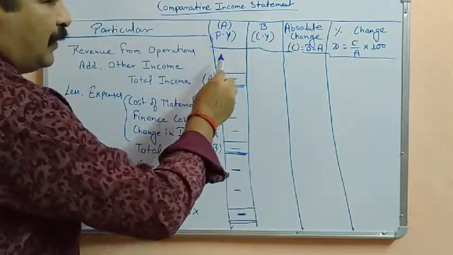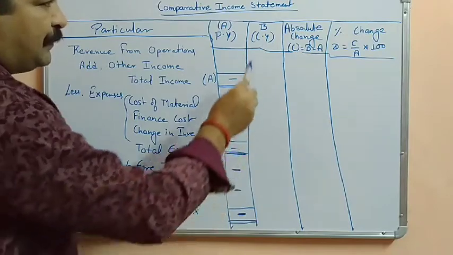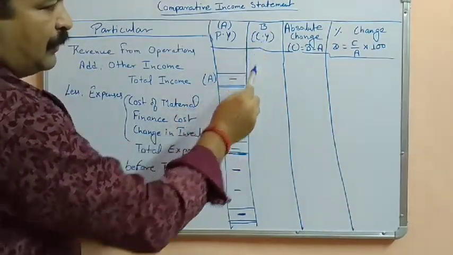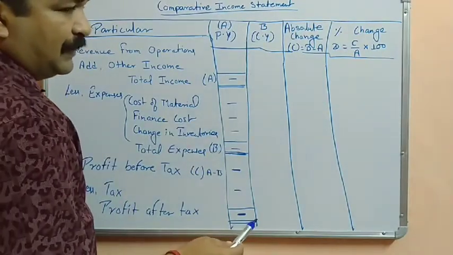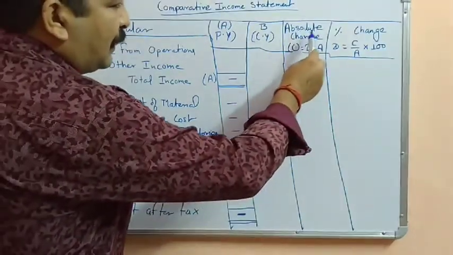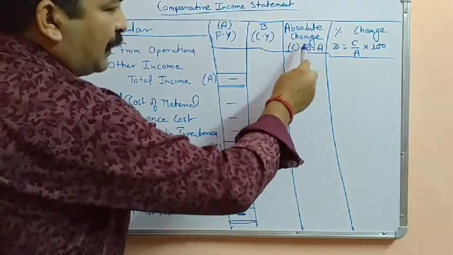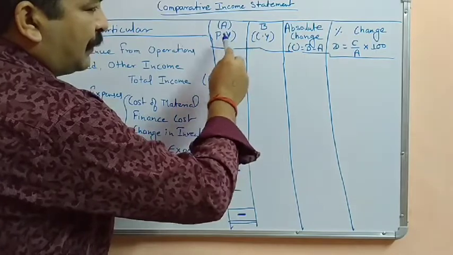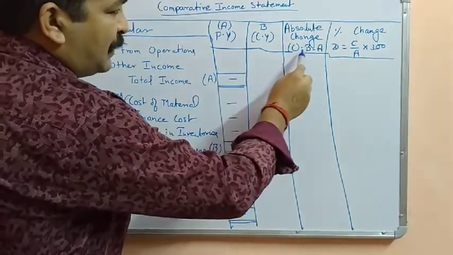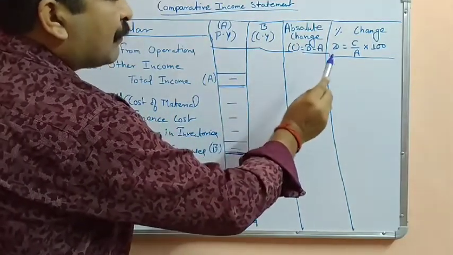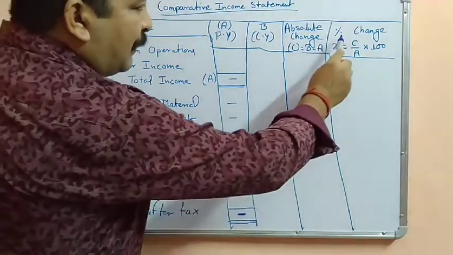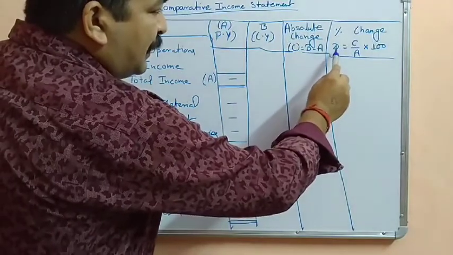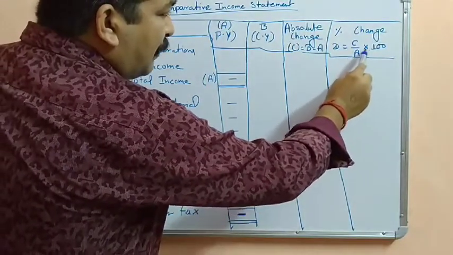A is what? The figure of previous year. B is what? The figure of current year. Then we will calculate absolute change. How will we calculate absolute change? From current year figure, we will subtract the previous year. That is C is equal to B minus A. We will note down here. Then we will count the percentage change. How will you calculate the percentage change? D is equal to C by A multiplied by 100.